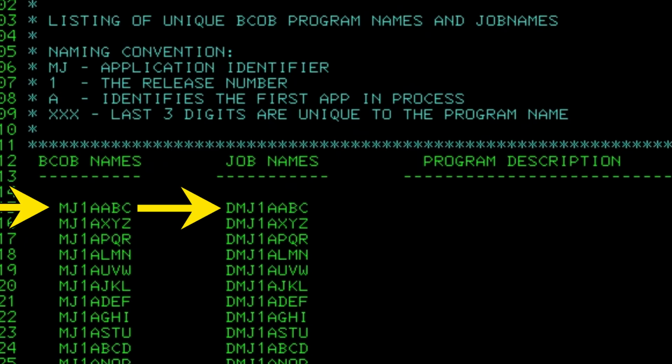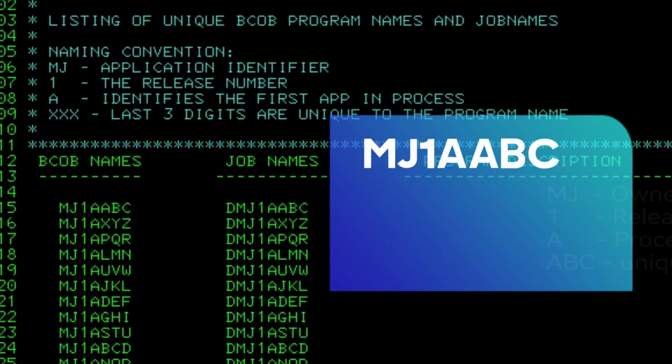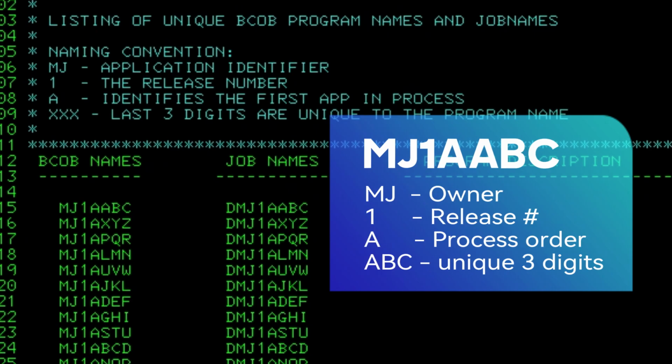MJ1AABC and its job name DMJ1AABC. Let's break it down. MJ identifies the owner of the member. 1 is the release number. A is the order in which processes run. ABC is the unique program code.